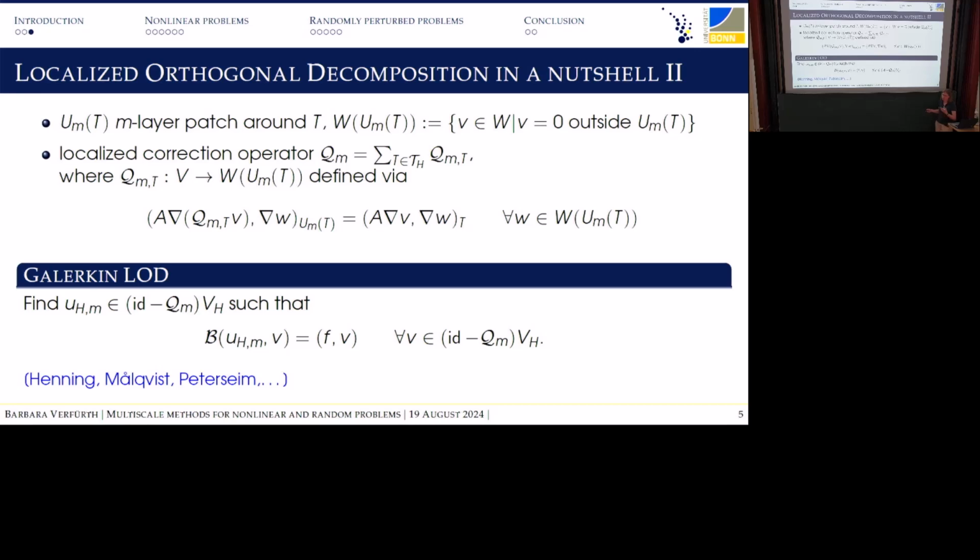Or you can also interpret it as that you search for something in your coarse finite element space and modify your bilinear form here by inserting this identity minus QM everywhere. And that's the two ways how you can interpret things. And it turns out, I did not put it here, that in fact this UHM is a good approximation to my original reference solution U.